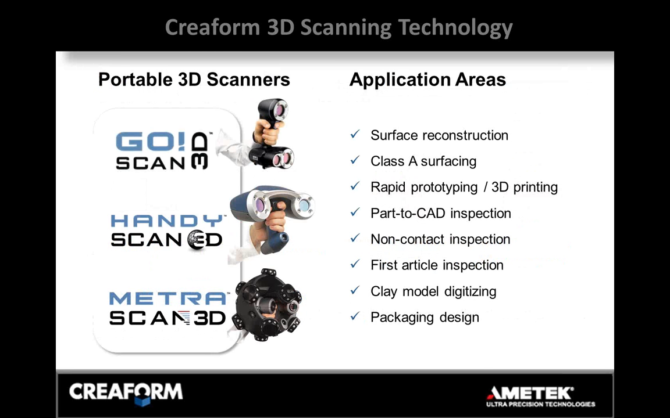So there are some application areas for those scanners. Here we can see surface reconstruction and Class A surfacing and rapid prototyping, 3D printing. This is the application we want to have a look at today. Part to CAD inspection, non-contact inspection, as I had told before. If probing is not possible, then these scanners can do the inspection. Or first article inspection, clay model digitizing, or packaging design.